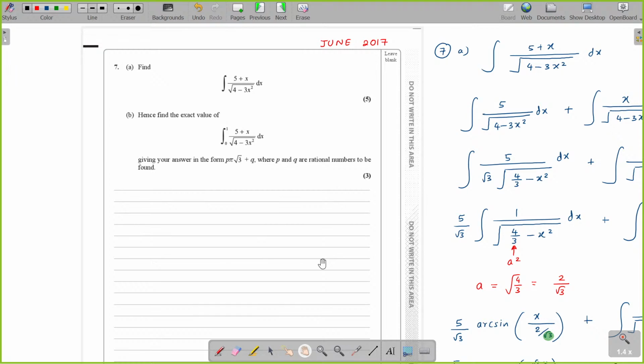Part B: hence find the exact value of the integration of 5 plus x over root 4 minus 3x square, the limits are from 0 to 1. So I think we have already performed the integration. All you have to do is substitute the limits. We have already done the integration, just substitute the limits. Part B: 5 plus x over root 4 minus 3x square, limits from 0 to 1.